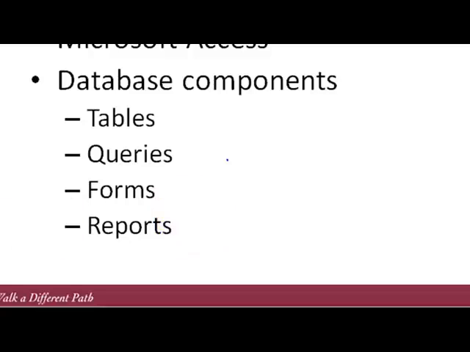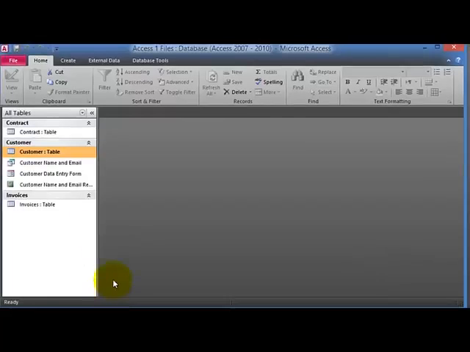Now, what does all of this look like in an actual database? Here's a really simple database that we have. We have a database called customer sales here, and we have a bunch of tables. In this case, we have the customer table, we have the contract table, and then we have invoices. So think again about these as separate lists.